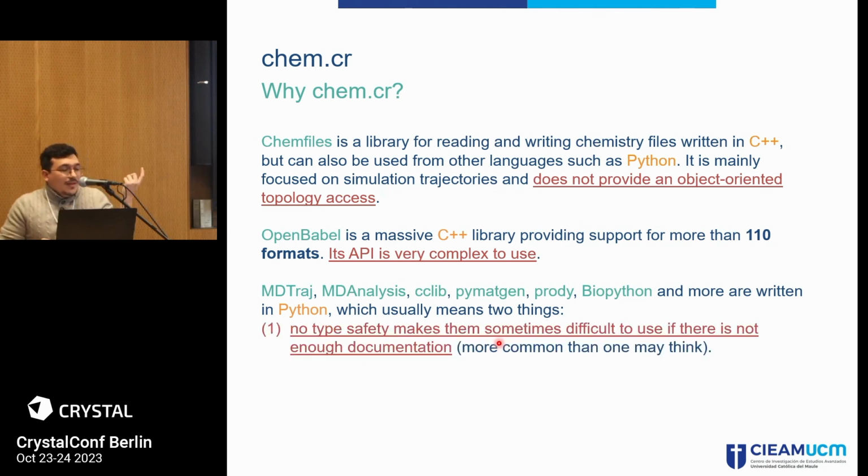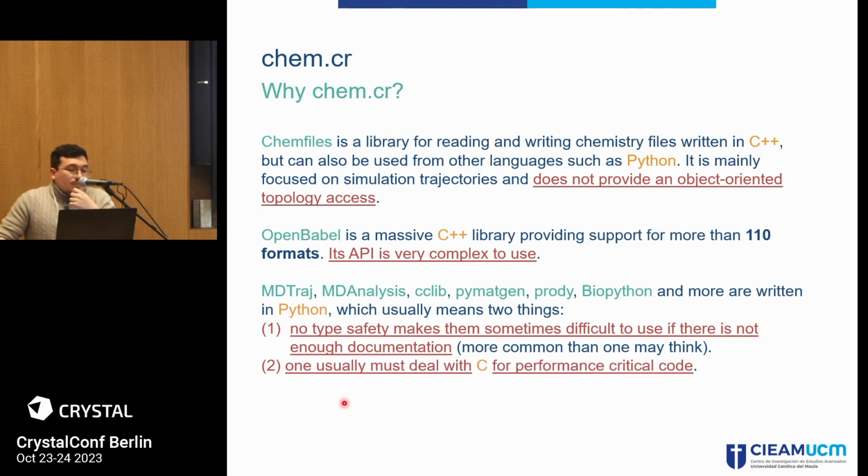The first one is that there is no type safety, right? So sometimes it's really difficult to use if there is not enough documentation, and this is really common in this specialized software. And second, one must deal with C performance if you want to develop something really specific. So this is really difficult for scientists, and mainly for people like me who don't program, right? So it's difficult to develop a new specific protocol or algorithm.